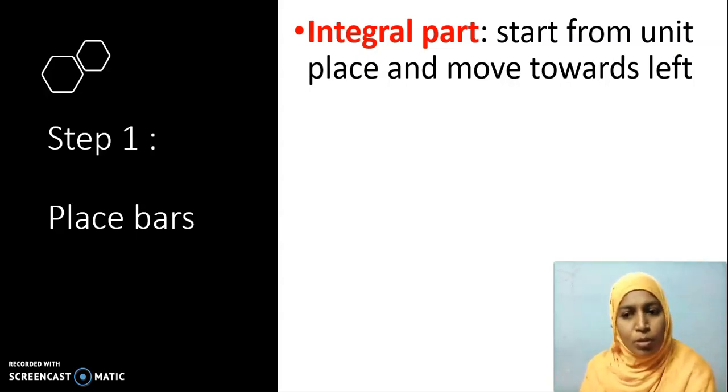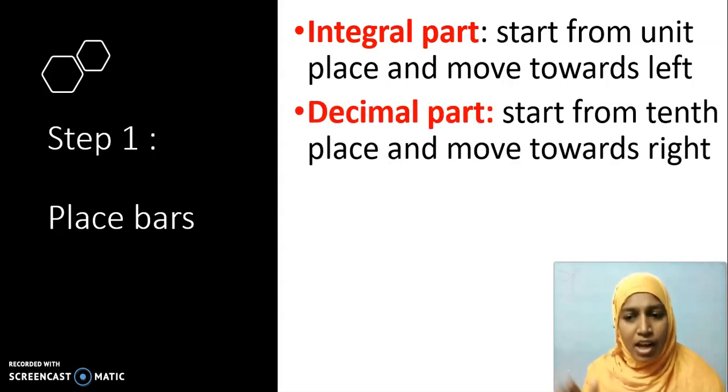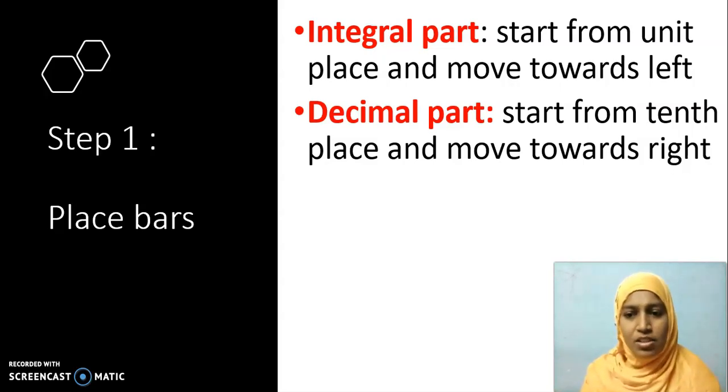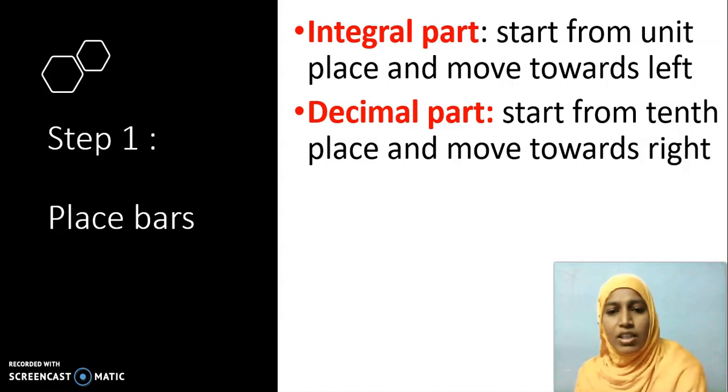What about the decimal point? Do you think we will be placing bars from the back? Do you think so? No, children. We will start from the tenth place, right after the decimal point. And it will move towards right. This is towards left and this is towards right. Okay. Now let's see an example.